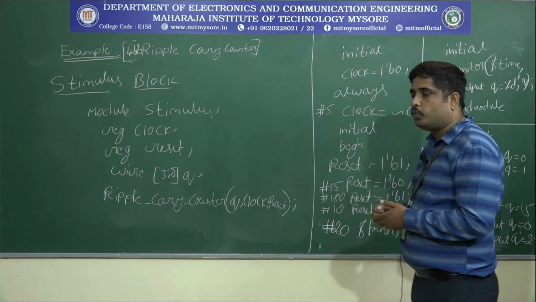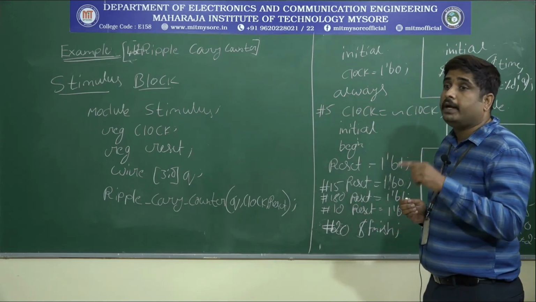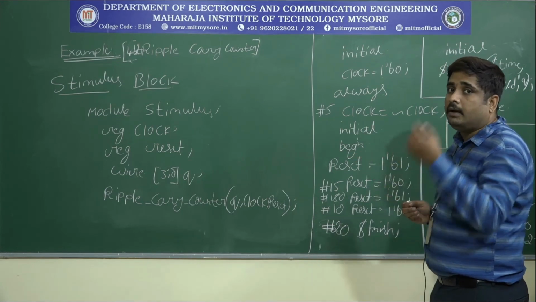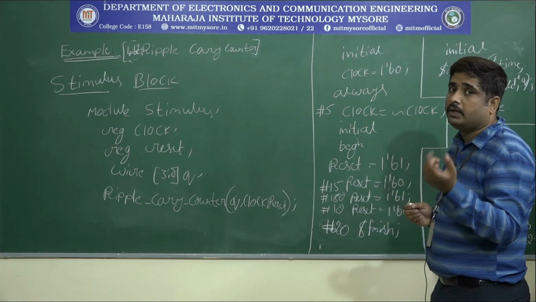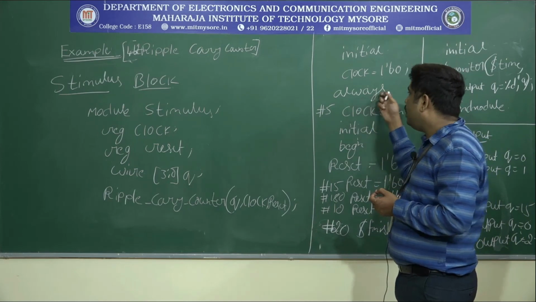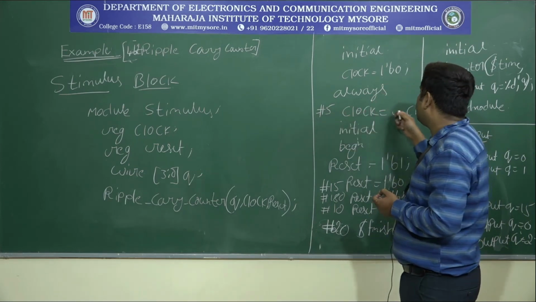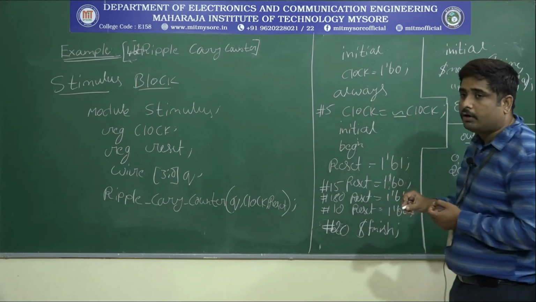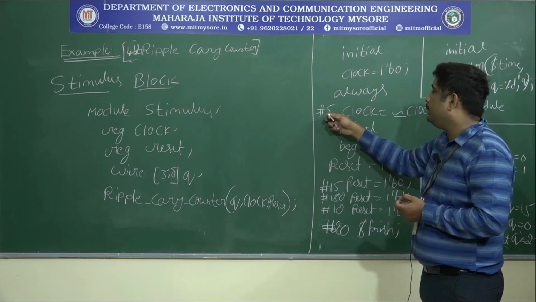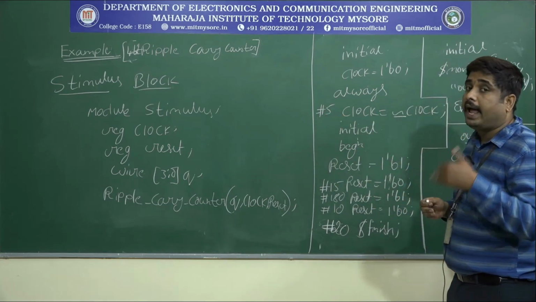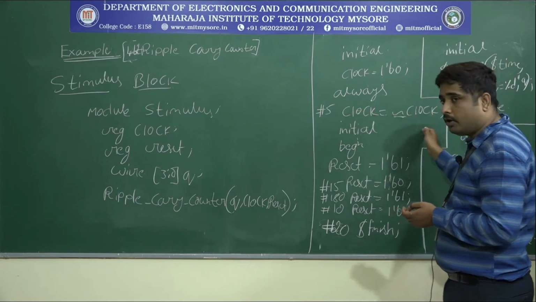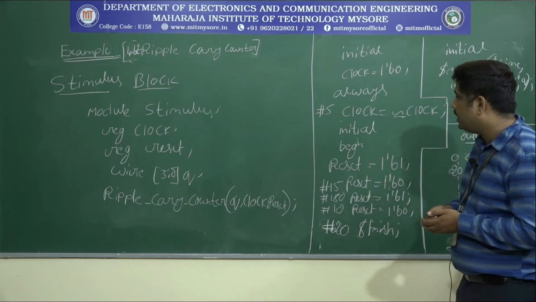Why are we using the always word? Because the clock should toggle every time. So in programming we have to clearly mention that the clock should work with respect to edge only. That's why we are using the always word here. Always #5 clock is equal to not of clock. This is the symbol of the NOT gate. Why does it indicate #5 nanoseconds here? It means the clock toggles every 5 nanoseconds. So not of clock means it toggles every 5 nanoseconds.